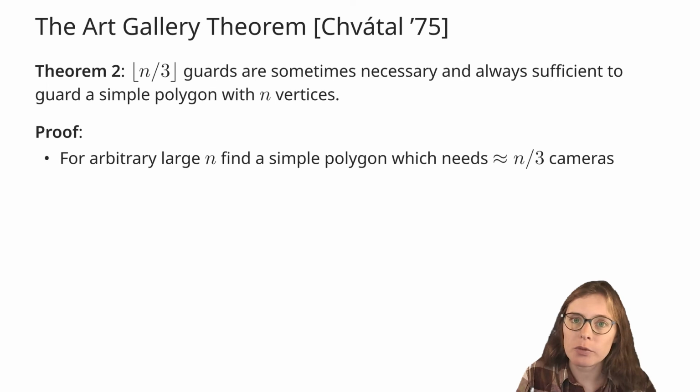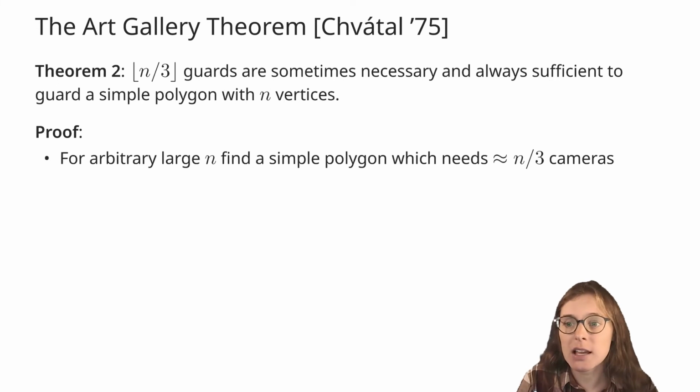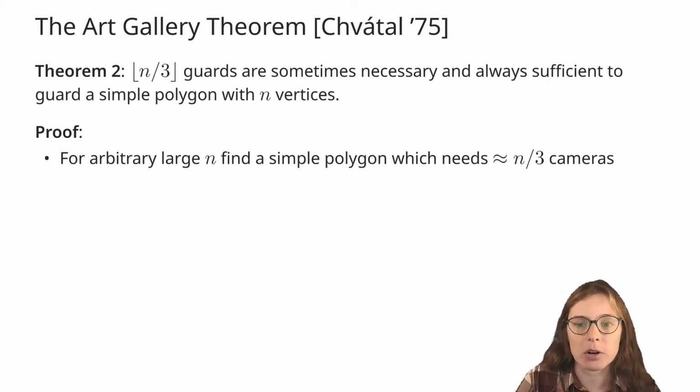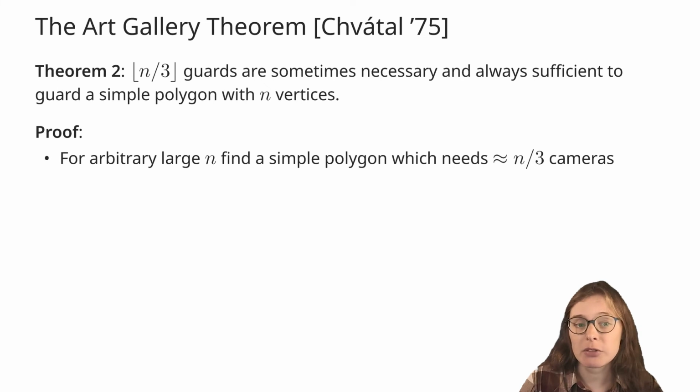Recall that to prove a lower bound, we want to construct a family of examples for arbitrary large n that will require, in this case, n over 3 cameras to guard them. So pause the video, take a few minutes, and see if you can come up with an example for arbitrary large n of a polygon that will require n/3 cameras to guard it.